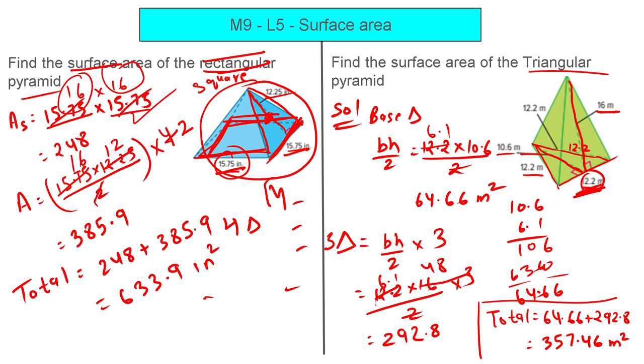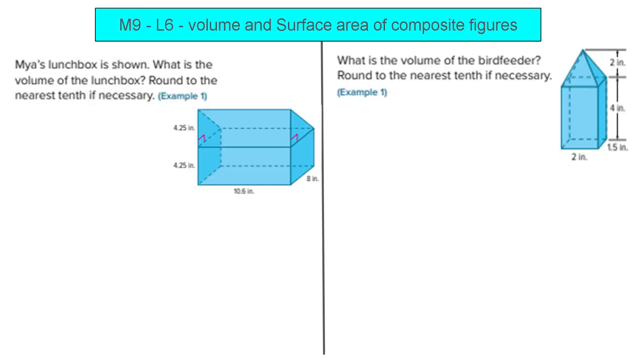Okay, now the last lesson of module 9, lesson number 6, volume and surface area of the composite figure. So what he will do, he will join the two 3D shapes together, make a new shape, and he will ask you to find the volume or the surface area of these shapes.